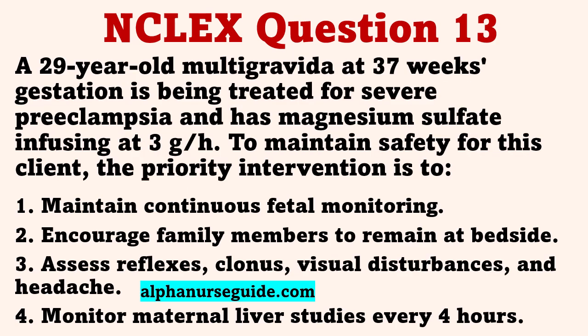A 29-year-old multigravida at 37 weeks gestation is being treated for severe preeclampsia and has magnesium sulfate infusing at 3 grams per hour. To maintain safety for this client, the priority intervention is to: 1. Maintain continuous fetal monitoring. 2. Encourage family members to remain at bedside. 3. Assess reflexes, clonus, visual disturbances, and headache. 4. Monitor maternal liver studies every 4 hours.